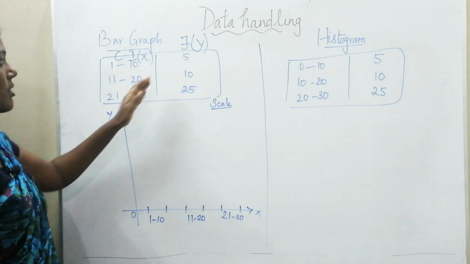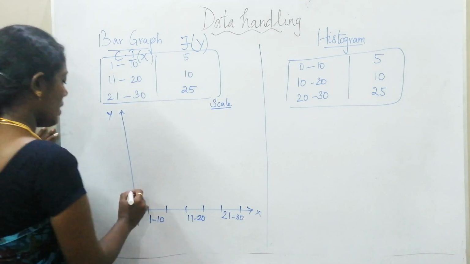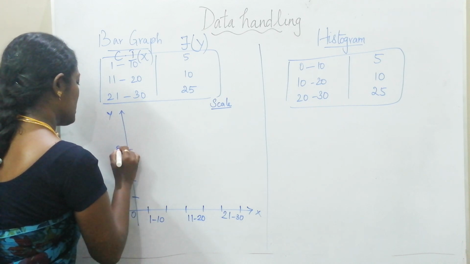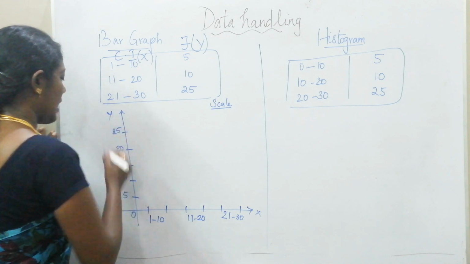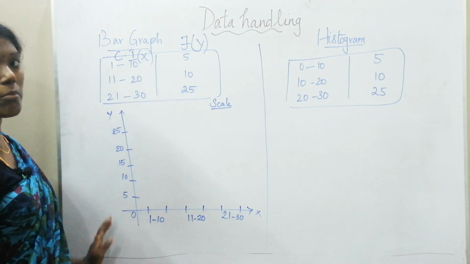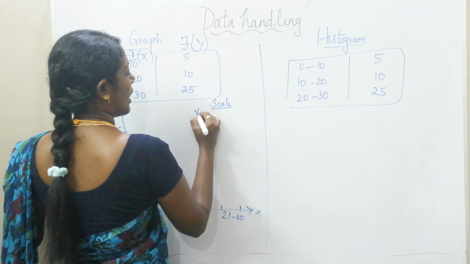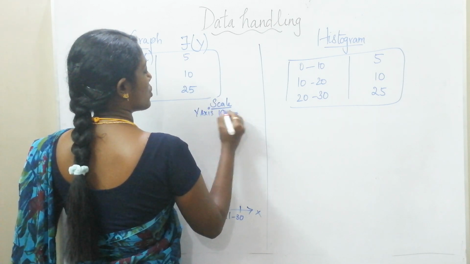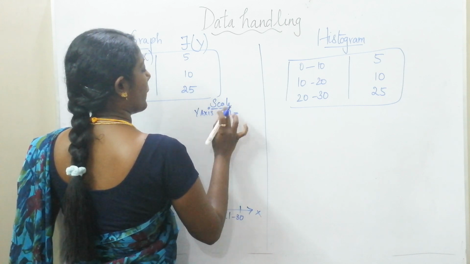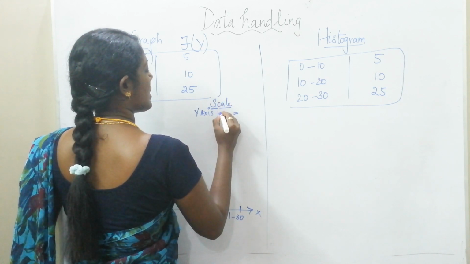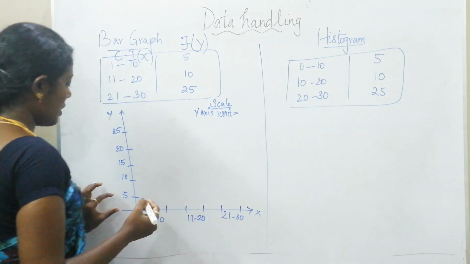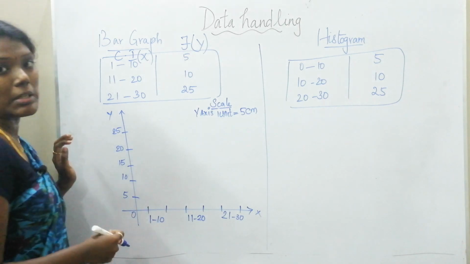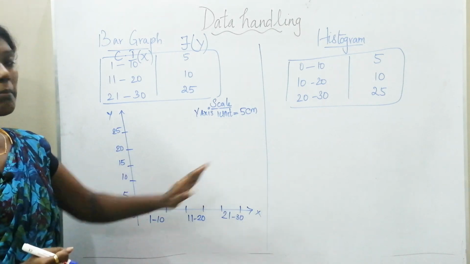And my y-axis is normally on a scale of 5. So I start with 5, 10, 15, 20, 25. On a scale of 5, as given in my frequency, I am drawing my y-axis. Now I am going to write my scale. Y-axis, 1 unit is equal to, see, 1 unit is a 5 centimeter difference. So 1 unit is equal to 5 centimeter. This is the scale that I am going to write.